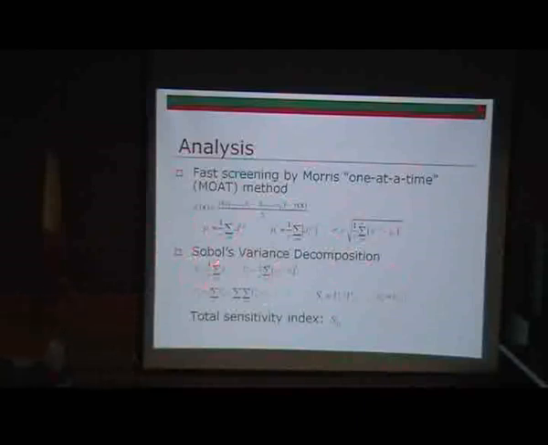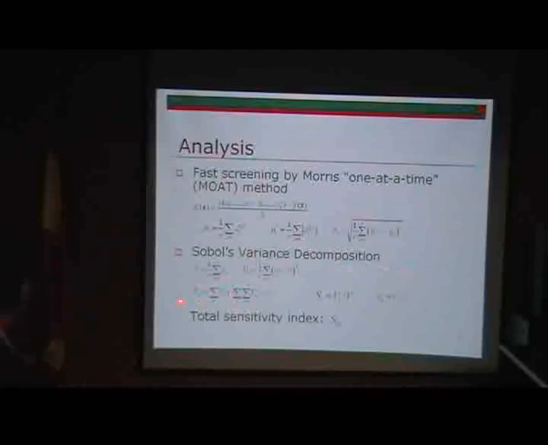Another approach which was taken is the so-called Sobolev's variance decomposition. If we perturb all our parameters and make them stochastic, we get a stochastic output of our function, and we can find its mean value and its variance. This variance shows how strong the effect of uncertainties in input parameters is on the output parameters.